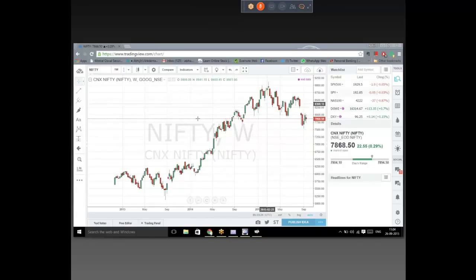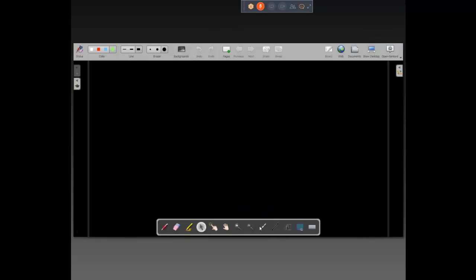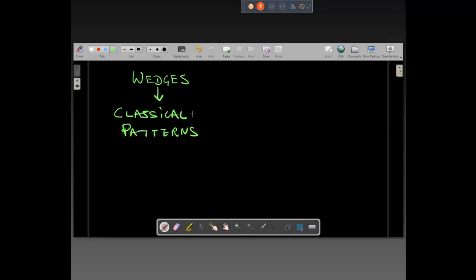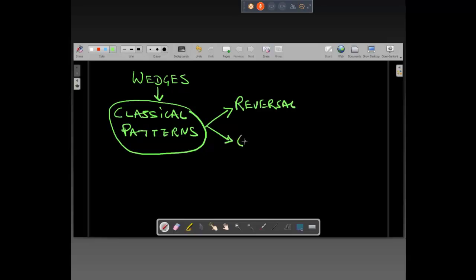What are wedges? Wedges fall under the patterns of classical patterns. Now, this whole thing of technical analysis of classical patterns can be broken down into two parts. One segment is the reversal patterns, and the other set of patterns are the continuation patterns, right?